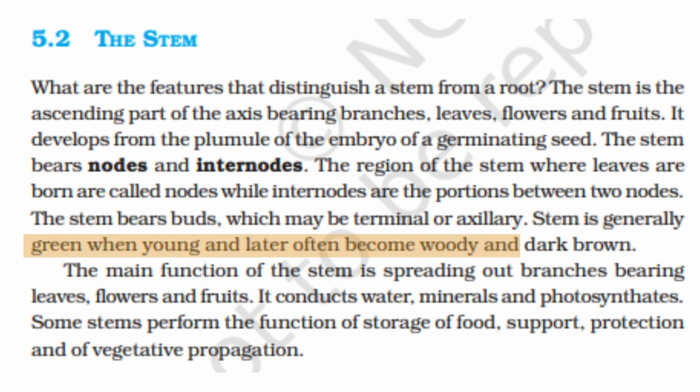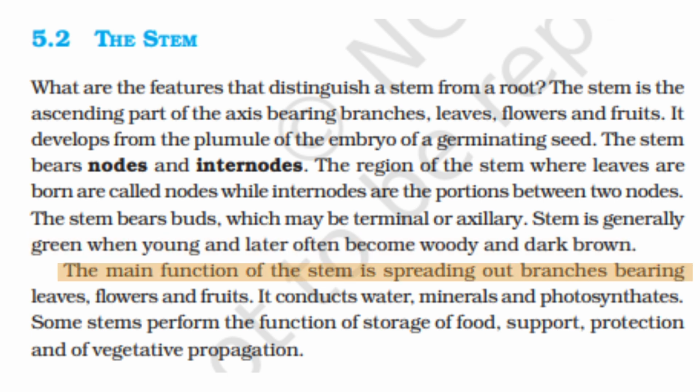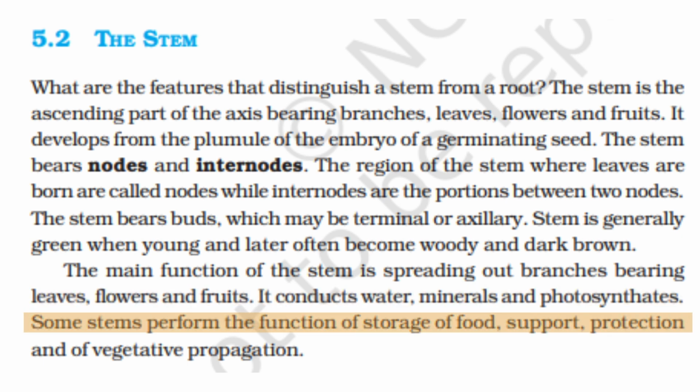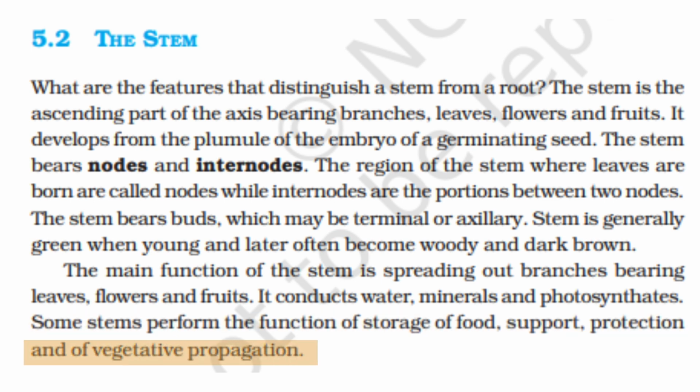The stem is generally green when young and later often becomes woody and dark brown. The main function of the stem is spreading out branches bearing leaves, flowers, and fruits. It conducts water, minerals, and photosynthates. Some stems perform the function of storage of food, support, protection, and of vegetative propagation.